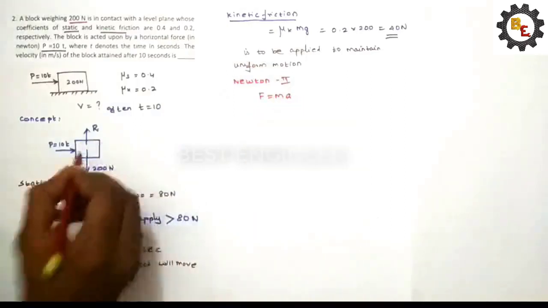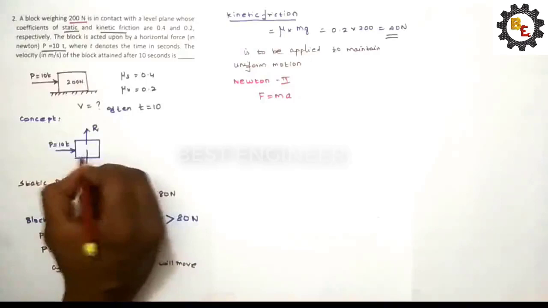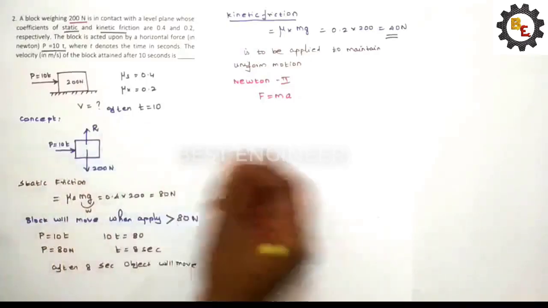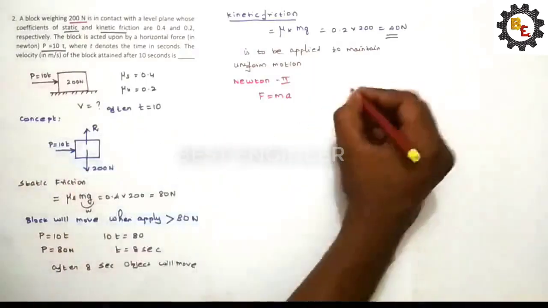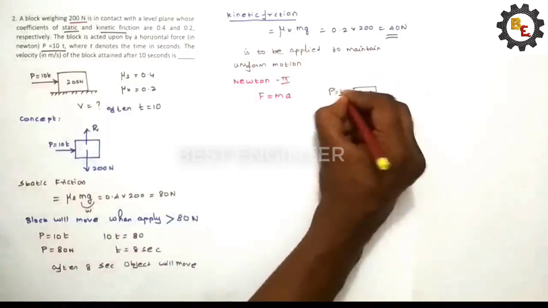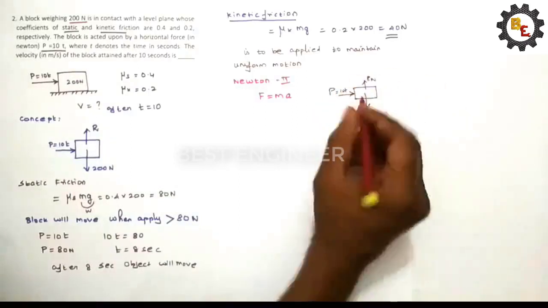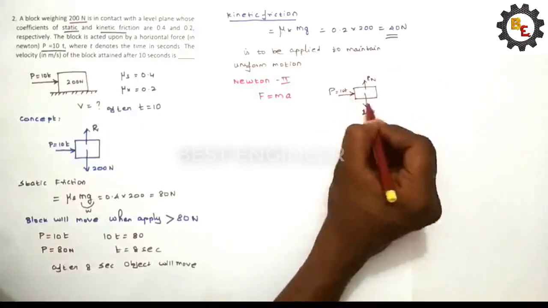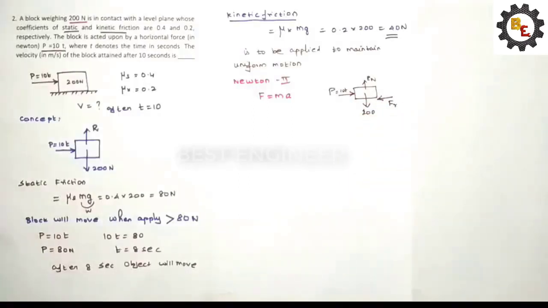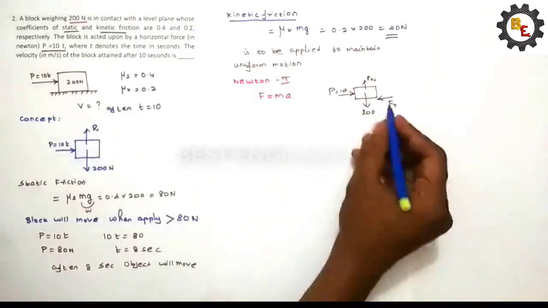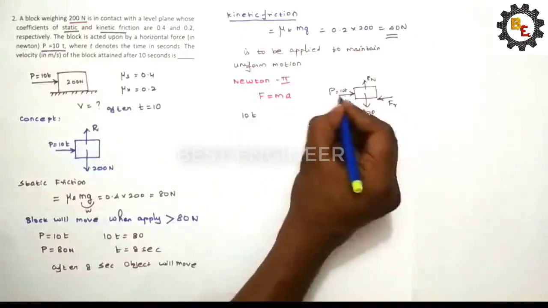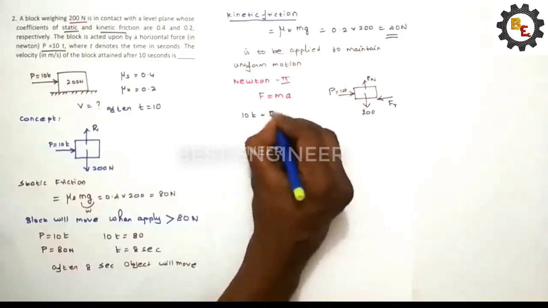For this block, up to 80 Newton the object will not move because of the friction. After applying a load above 80 Newton, the object will try to move. This is our object. We are applying the force here, P equals 10t. When the object starts to move, the friction force will act against the motion. Now the force is 10t, the applied force, minus the friction force.